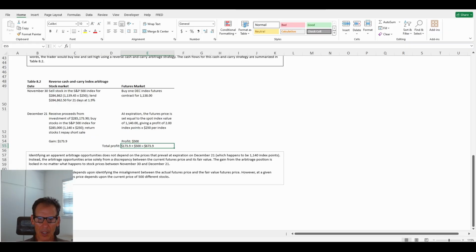value futures price. However, at a given moment, the fair value futures price depends upon the current price of 500 different stocks. So you can see how we, in the market that we live in today, can't move fast enough. There are too many obstacles. So now computers will take care of this. And this is pretty straightforward.